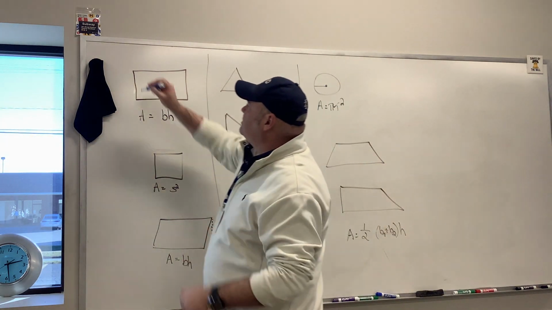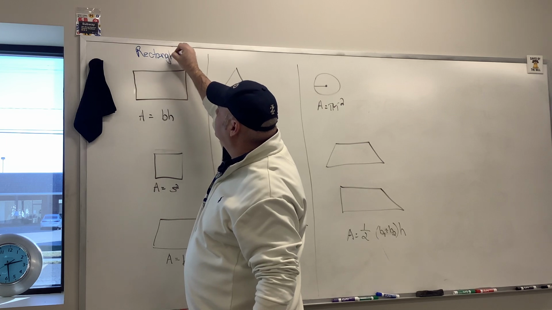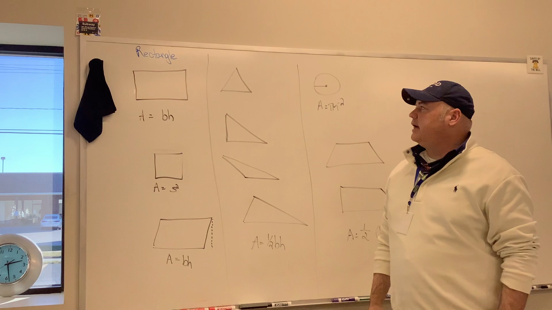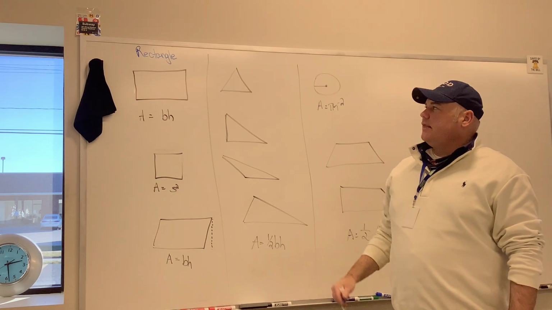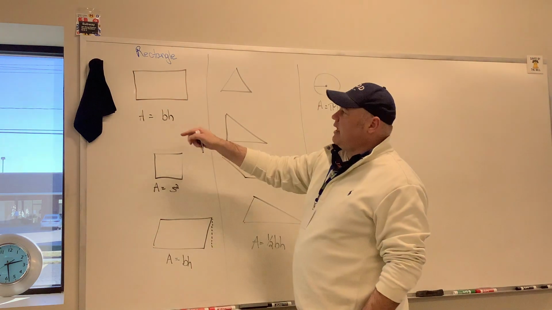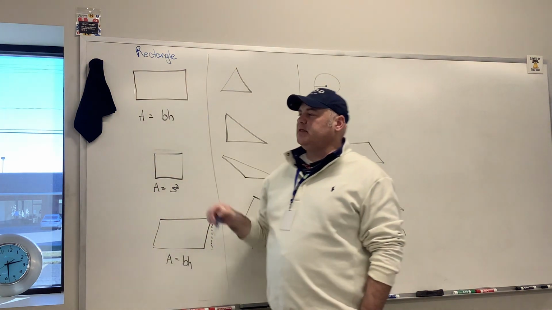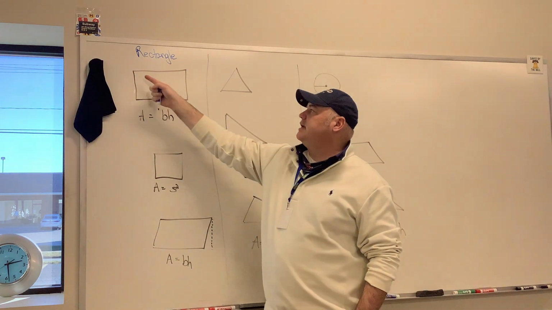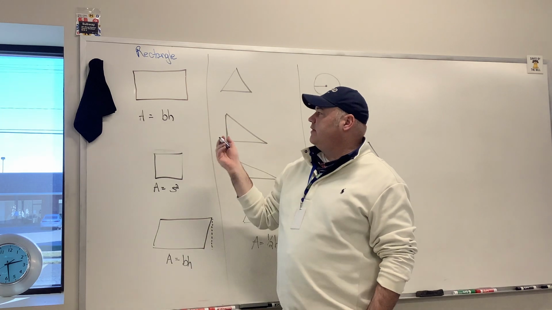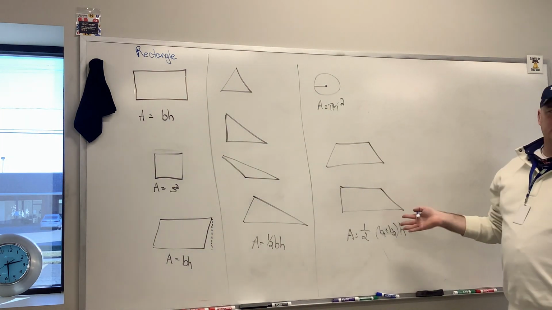Now, the special characteristics of a rectangle is it's got four sides, so it's a quadrilateral. We talked about quadrilateral before, meaning four sides. Also, it's got all 90-degree angles, so all the angles are 90 degrees. This side is going to be the same length as this side, and this side is going to be the same length as this side. If you start to change from that, then it's not a rectangle anymore.